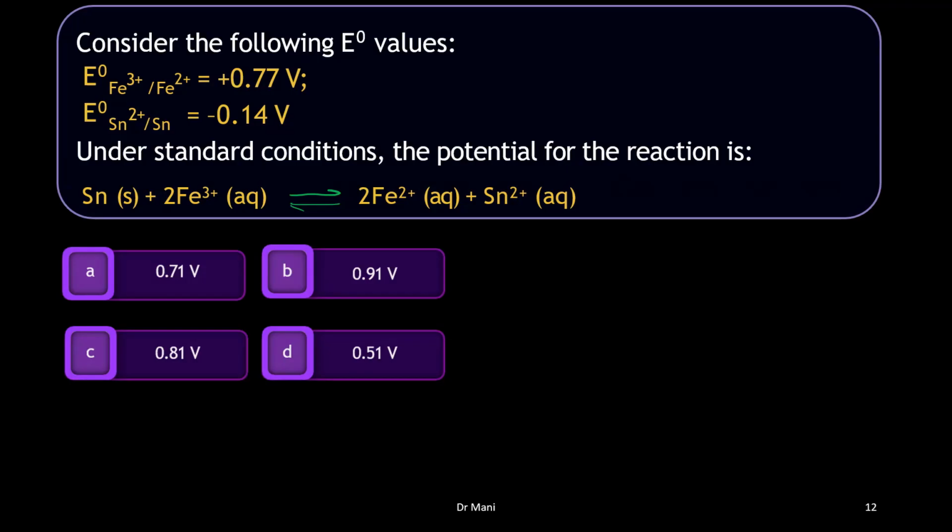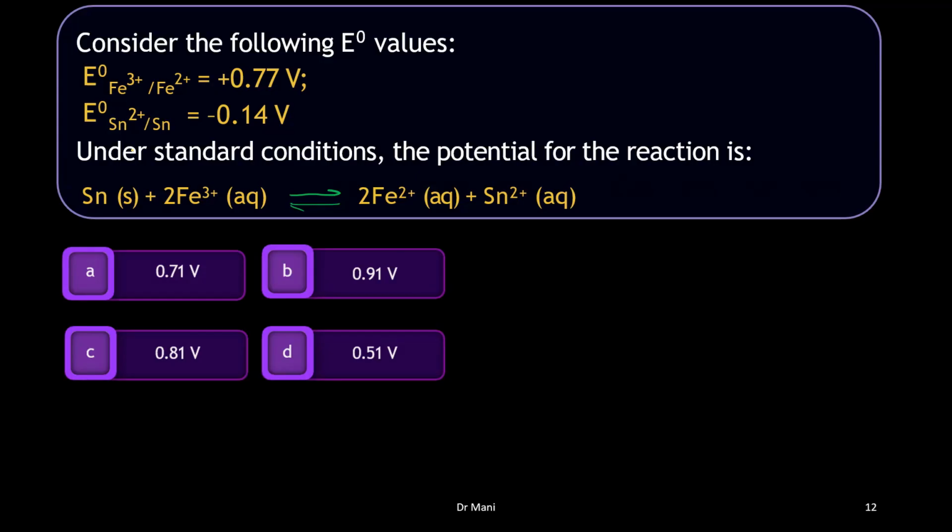Sir, it will be 0.91, sir. Yeah, Banu, it is 0.91. See, you need to understand which one is at cathode and which one is at anode. First of all, this is the overall reaction: Sn plus 2Fe3+ converting into 2Fe2+ and Sn2+. So the redox reaction is happening between the Sn and the Fe3+.